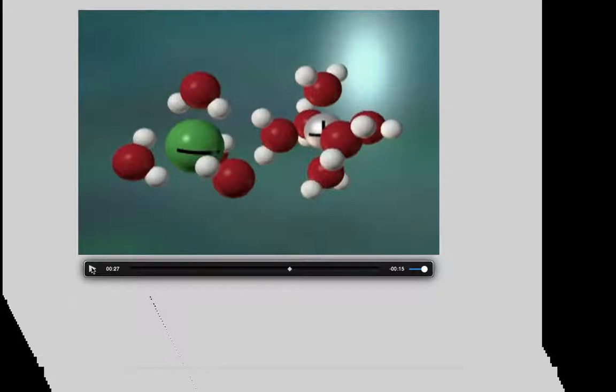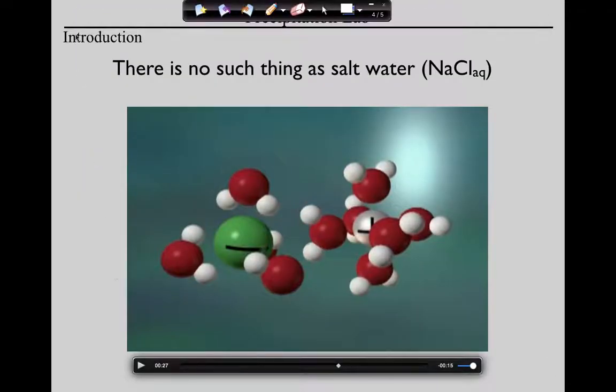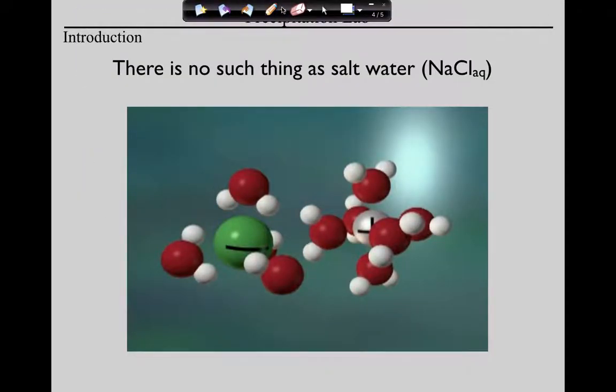Intermolecular forces. Now, guys, I'm going to have to zoom out for this to work because I've got to draw. So let me grab my drawing tools. I'm going to use blue.